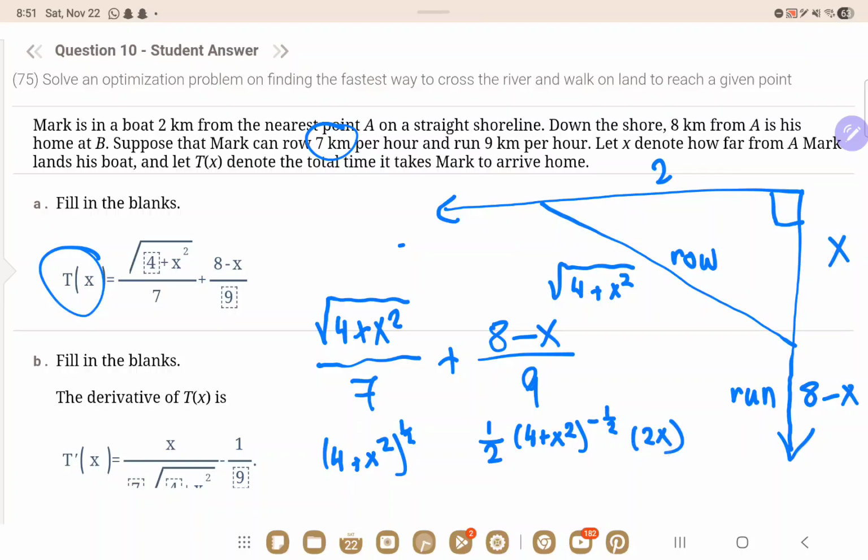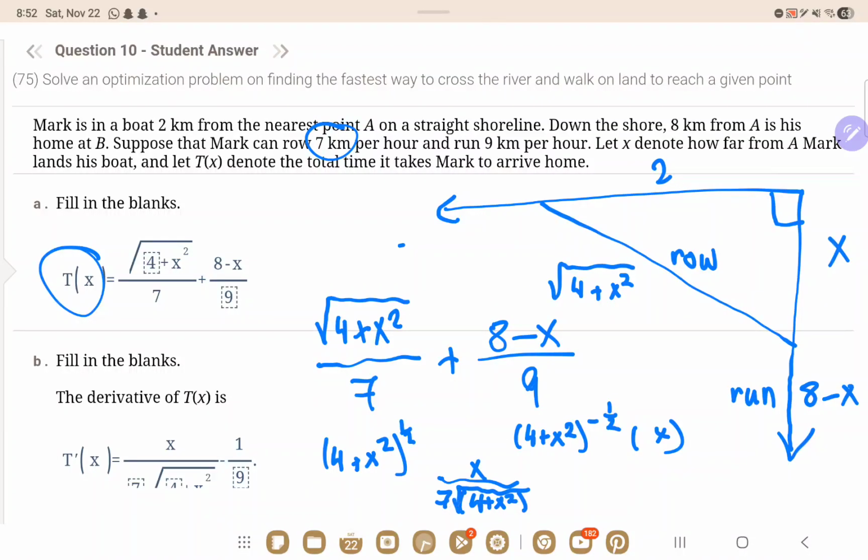So you're going to be left with 2 divided by 2, which gives you x times the 4x, basically 4 to the negative half. You could replace the half by the radical sign and put negative 1, which means either way you're going to have to move it down with the 7. So it's going to be 4 plus x squared, under a radical, of course.